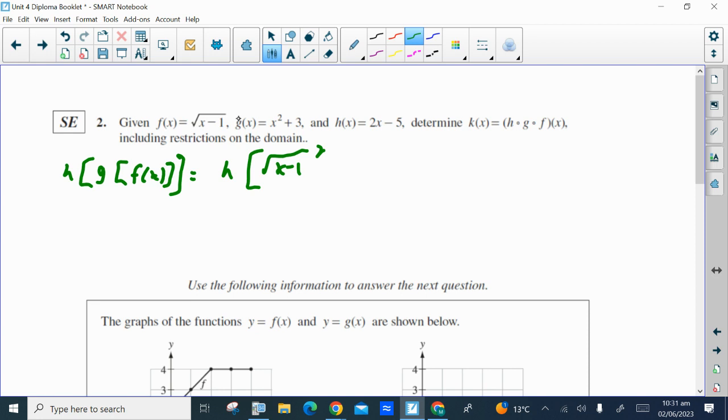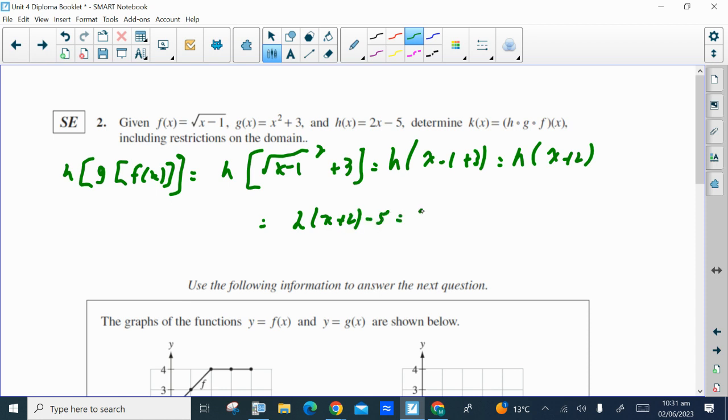But we can't forget about the rest of g, because g also has a plus 3 on it. And in this case, when you square a square root, they cancel. You'll get just x minus 1 plus 3, or h at x plus 2. So now, for h at x, we replace the variable, the x, with x plus 2. So our final answer will be 2 times x plus 2 minus 5. That's 2x plus 4 minus 5, or 2x minus 1.